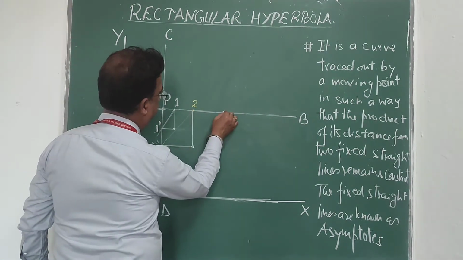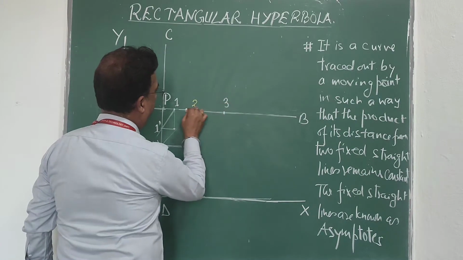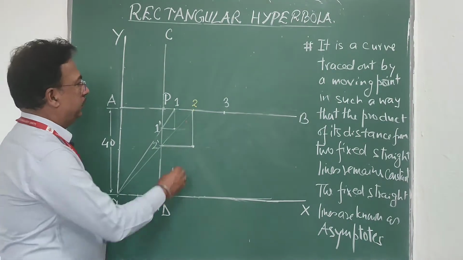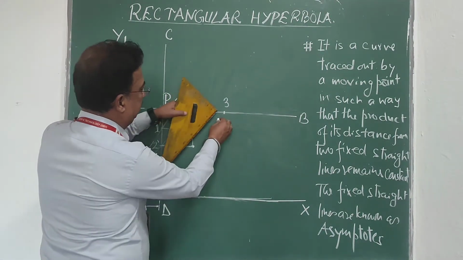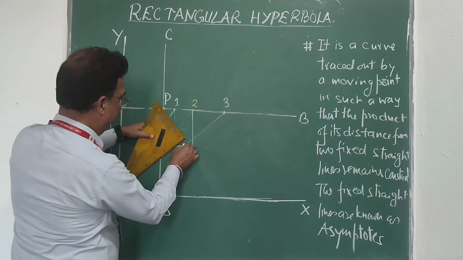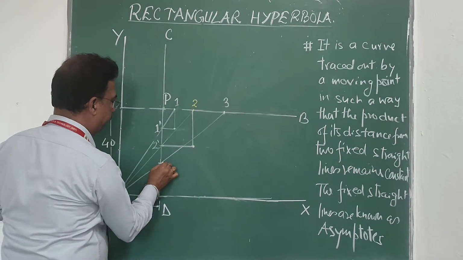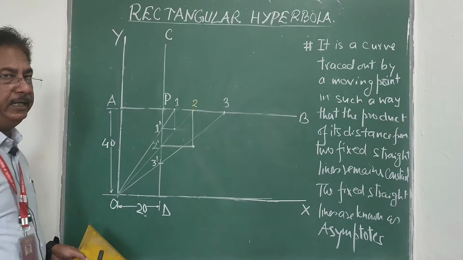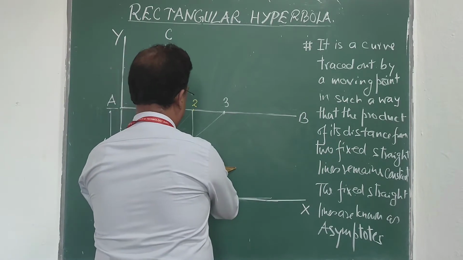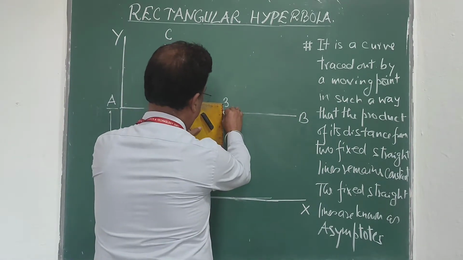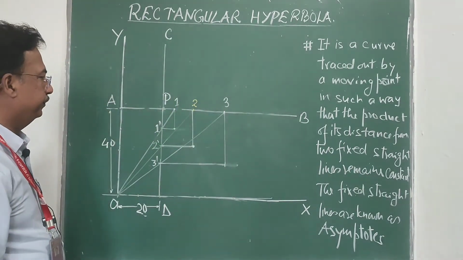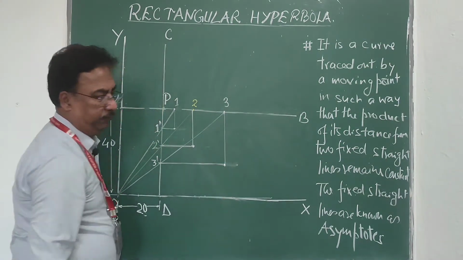Next, further moving, we will mark another point 3. What I am going to do? I am going to increase the distance in the horizontal line. This time after 10, suppose I have taken a distance of approximately 20 mm, and again join this 3 with point O. On the way, it will cut this vertical line at, suppose, 3 dash point. Now from this 3 dash, draw a line parallel to the OX, and from this 3 draw a line perpendicular to OX. So this is one of the points on the curve.